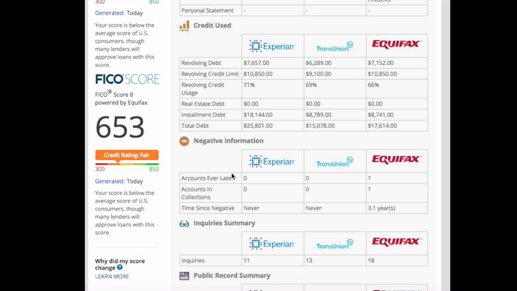Now, if you're looking down in this area here, this area just talks about accounts that were ever late. In this particular case, we've already fixed this person's credit to a certain extent, and they only have 2 things left here on Equifax.